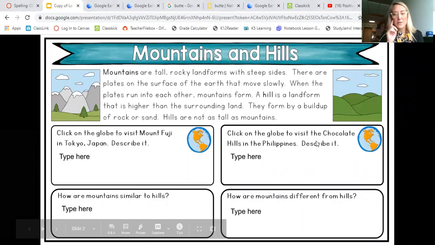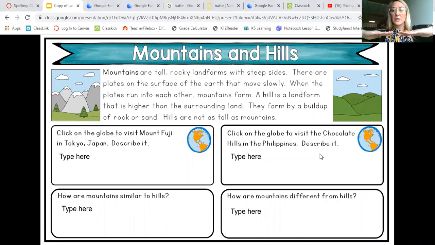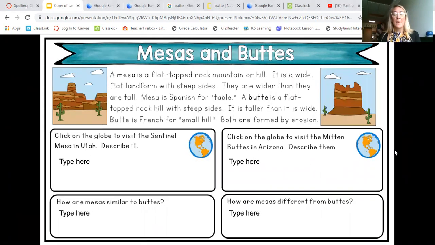Mountains and hills. Remember that mountains are created by plates moving together. Hills are created by the addition of rock and sand over time. Mesas are really tall mountains with a flat top that have a wider top than they do the height. Buttes are skinny and have a flat top, and their top is not as wide as their sides. It is taller than it is wide.